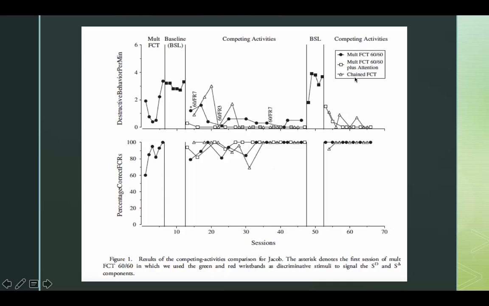And that was better than what they're calling a chained functional communication training, which was just a series of activities, problems that he had to do. If he finished one, then he had access to the next one, which then ultimately got him access to his reinforcers. That seemed to ultimately be better than doing nothing during the interim, but at least initially, it had more problems. And then they reversed, and again, you could see that providing attention during that S delta time was the most effective competing behavior.